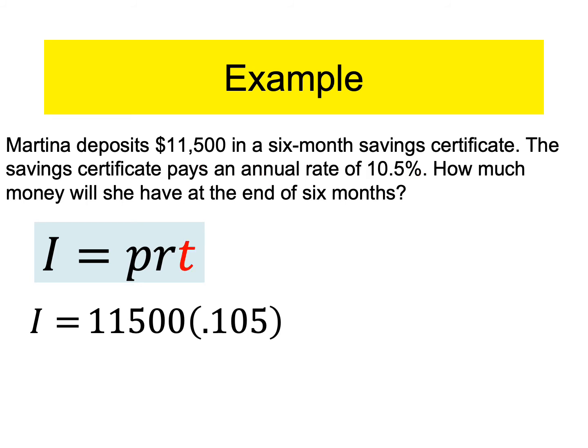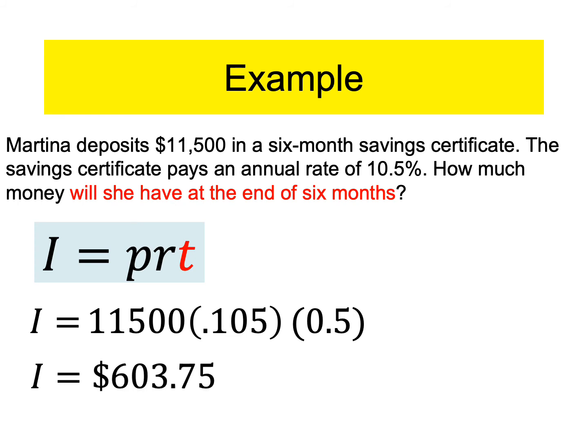Lastly, T stands for time in years. Let's see, where does it say? It says that it's a 6-month savings, so how much money will she have at the end of 6 months? Well, 6 months is not a year, it's half a year, so either a half or 0.5. Grab our calculators, we do that math there, 11,500 times 0.105 times 0.5, and we get what I is.